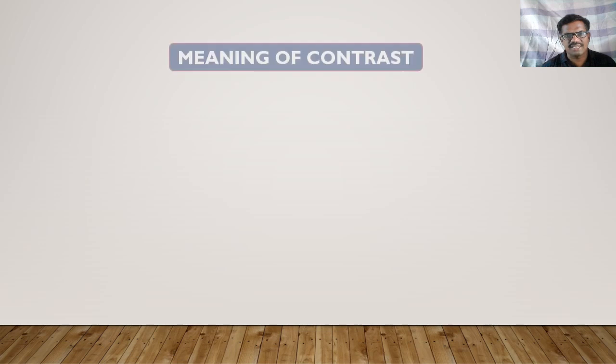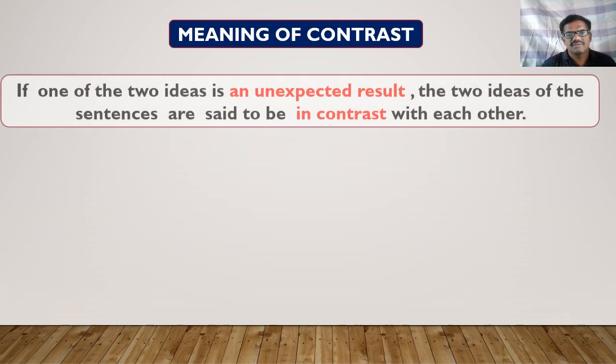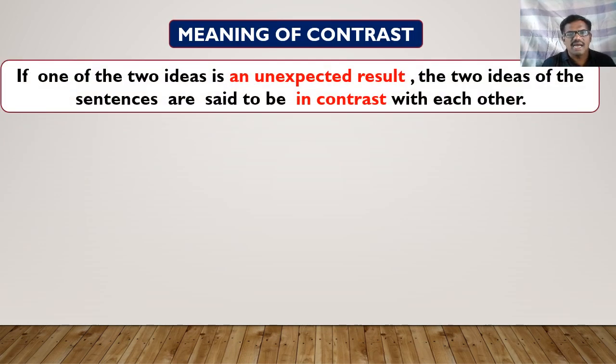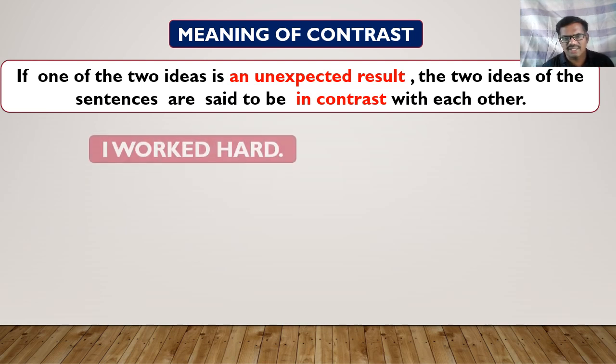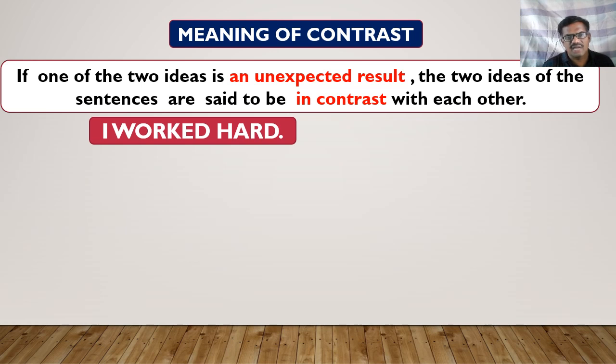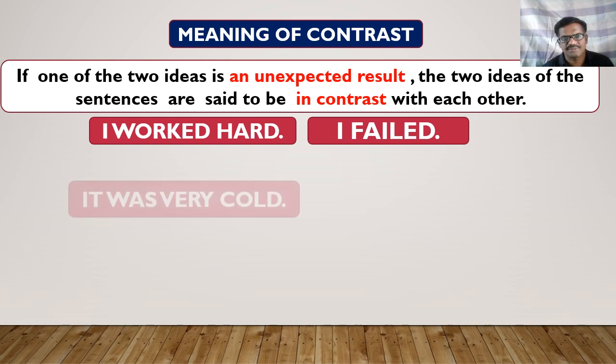Well, now let us see what is the meaning of contrast. Whenever we have two ideas, and one of the two ideas is an unexpected result, then the two ideas of the sentences are said to be in contrast with each other. Look at the example. When you hear I worked hard, generally we expect that I would pass. But what happened? I failed. That means I failed is an unexpected result. So then these two ideas are said to be in contrast.